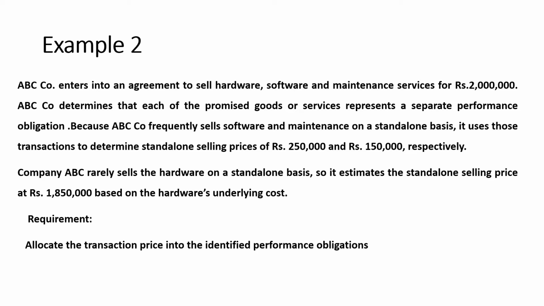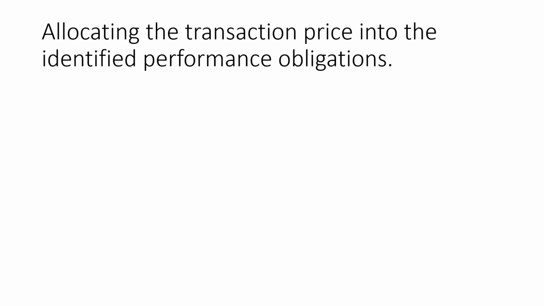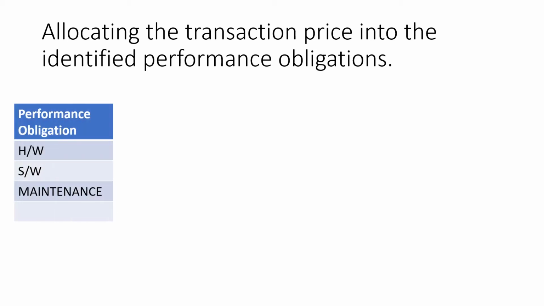Company ABC rarely sells the hardware on a standalone basis. So it estimated the standalone selling price at rupees 1,850,000 based on the hardware's underlying cost. So you are required to allocate the transaction price to the identified performance obligations. Now let's see what the performance obligations are. According to the contract, ABC agreed to provide hardware, software and maintenance services for the customer. So these are the 3 performance obligations.